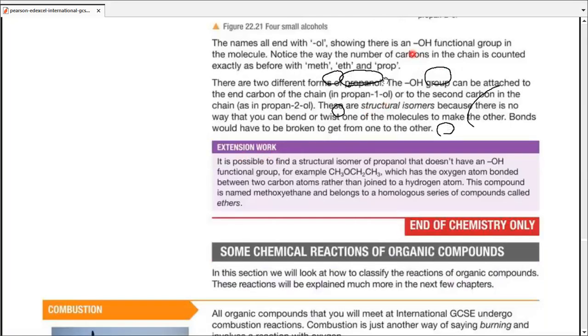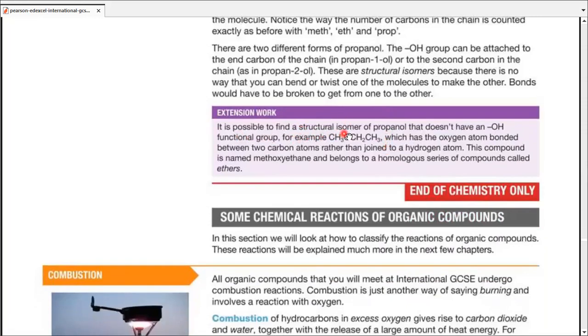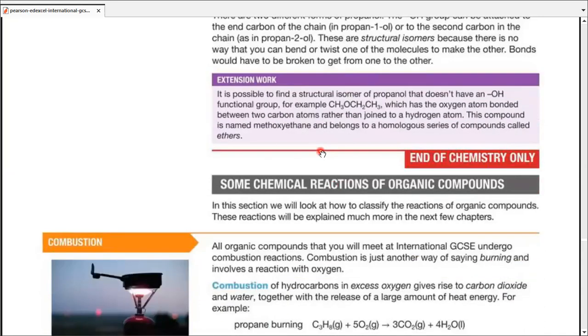It is also possible, with the extension work now, to find a structural isomer of propanol that does not have an OH functional group in it. For example, this is an option in which the oxygen atom is actually bonded between two carbon atoms rather than having a hydrogen atom, OH, bonded to it. This compound is named methoxyethane and actually belongs to an entirely different homologous series called ethers. So yeah, two different homologous series may have the same molecular formula, but different structure. Make sense? Yeah. Just like we did back in alkenes and cycloalkanes.